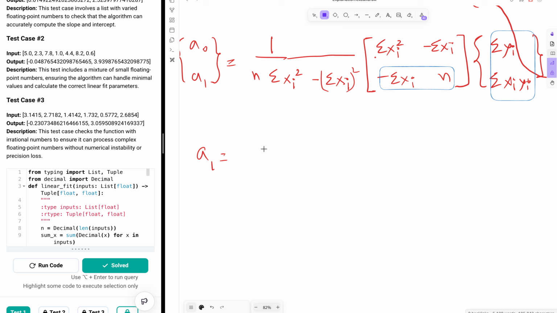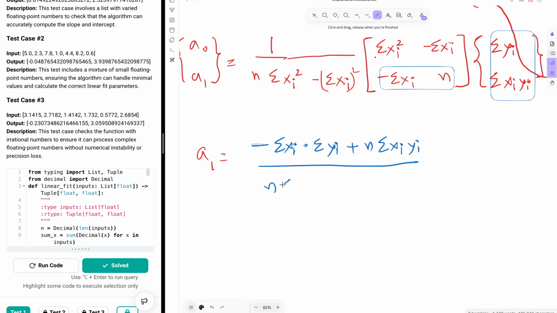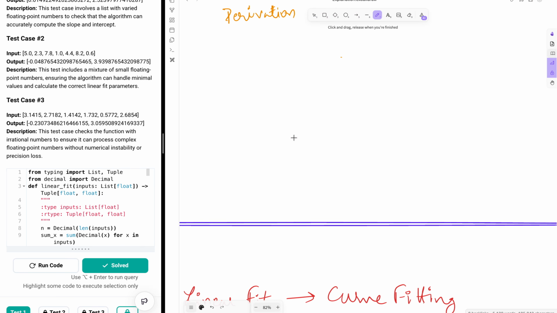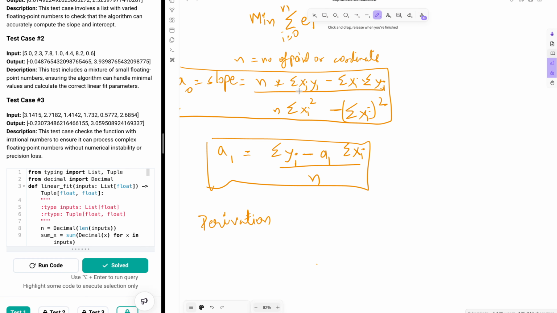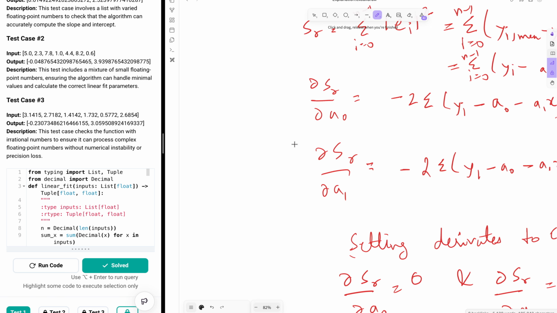So now our a1 would be minus summation of xi into summation of yi plus n times summation of xi yi, divided by n times summation of xi square minus summation of xi whole square. This is the formula that I showed you initially, the same formula that I have written down below.